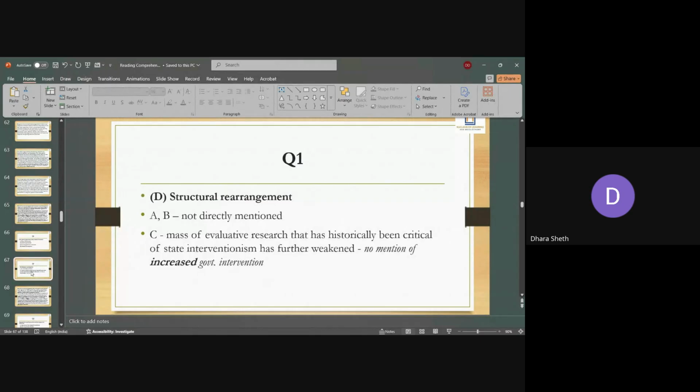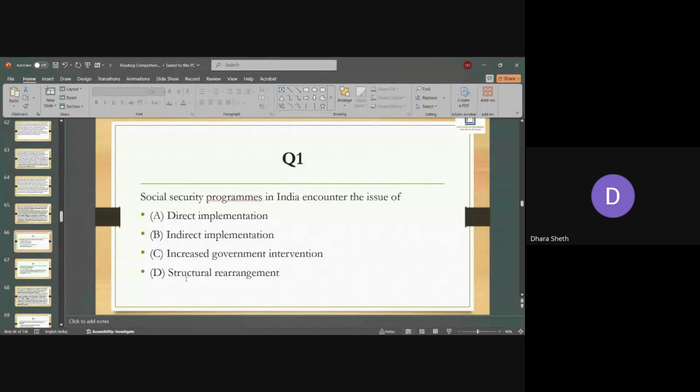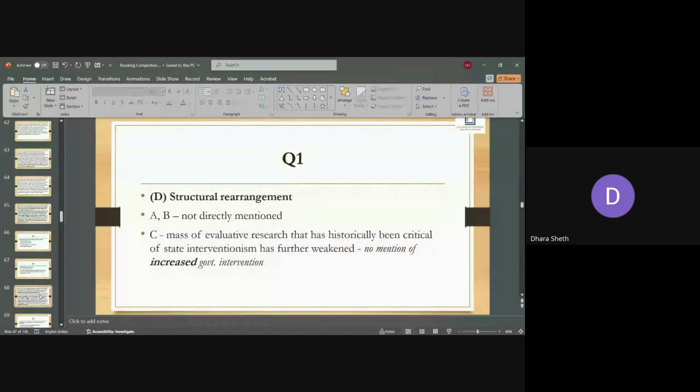So the answer is B, structural rearrangement, because A and B are not directly mentioned. And C is: mass of evaluative research that has historically been critical of state interventionism has further weakened. But here in this statement, there is no mention of increased government intervention. Because the word increased is not mentioned, this option is not applicable.